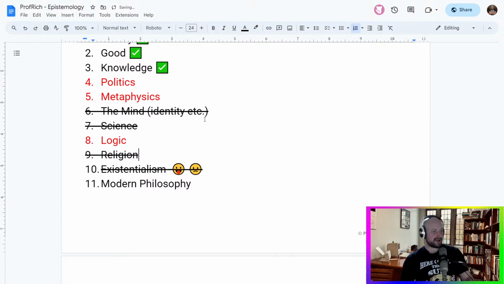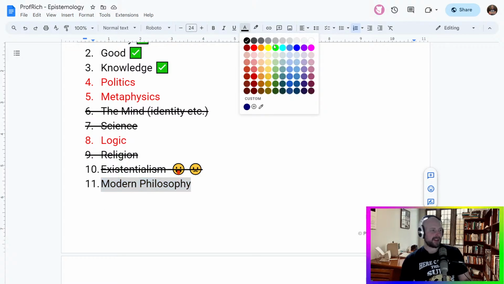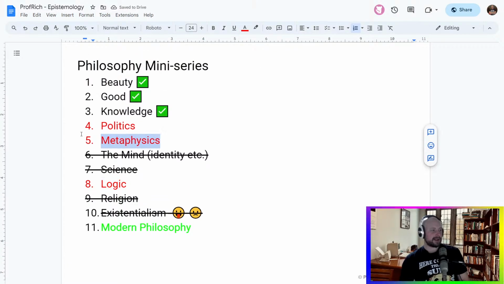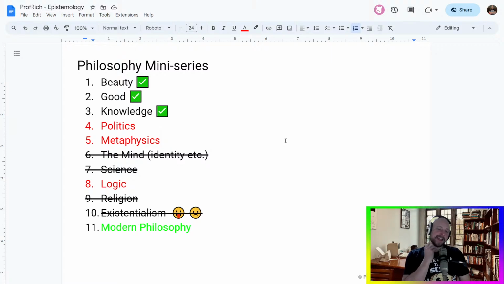Religion, no. As you all know, I am spiritual, but I don't think that philosophy is a particularly useful way to access religion. So, not that interested in philosophy of religion. And modern philosophy we could do. So, actually, there's only three left that I really want to do. It's not that many. Yeah, politics might be great. Yeah, I agree. I think politics could be fun. The thing about politics is it could also be dangerous. People can get quite spicy when it comes to politics, you know?